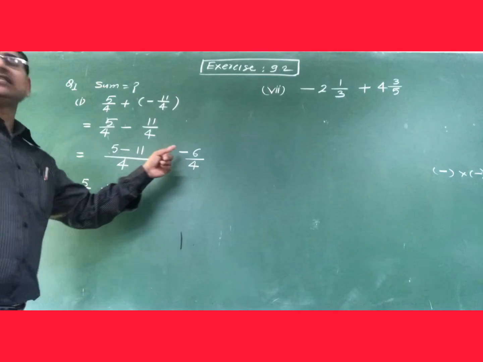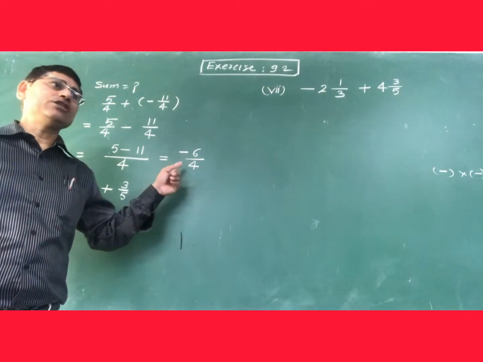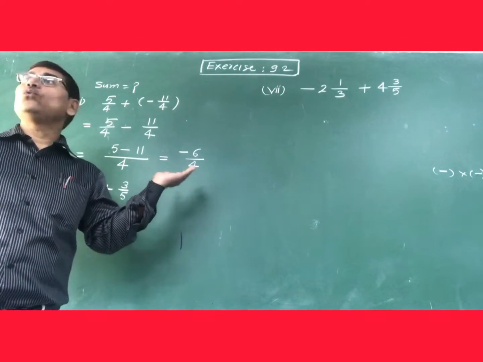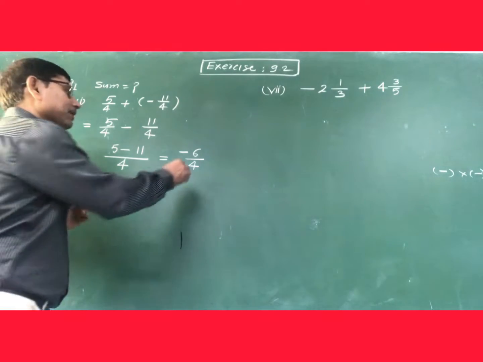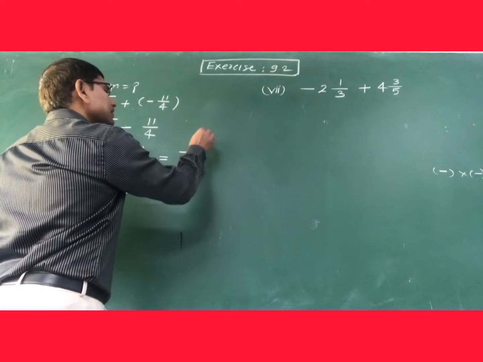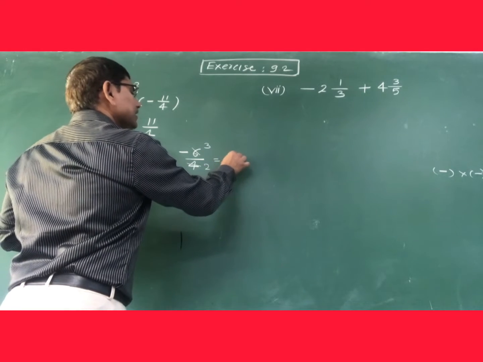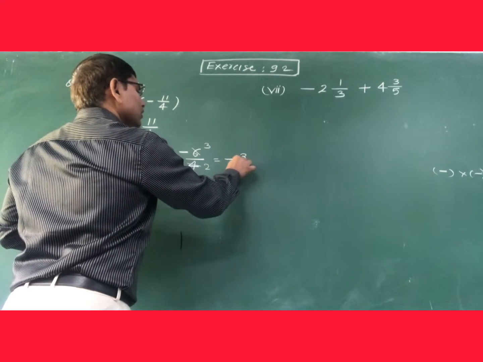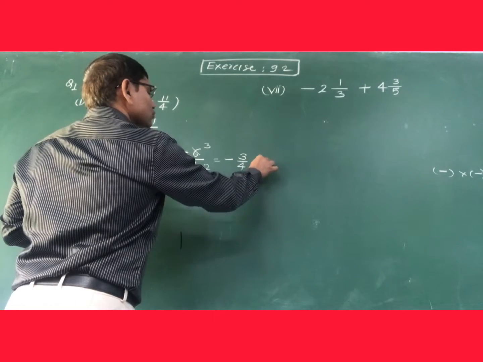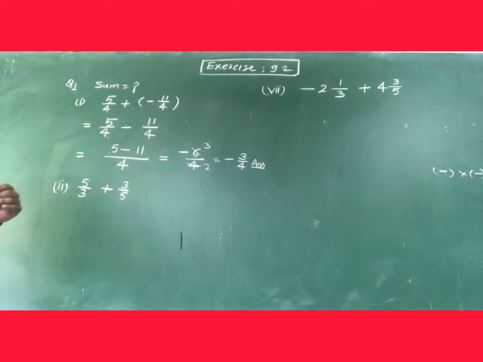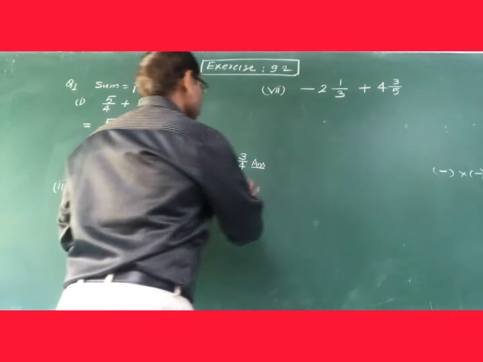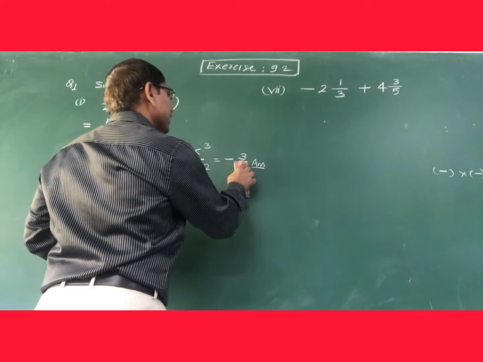After that you can simplify it, otherwise you can write this in the lowest form by dividing: 3 twos are 6 and 2 twos are 4. So it is minus 3 by 4, or minus 3 by 2. This is the result of this question.